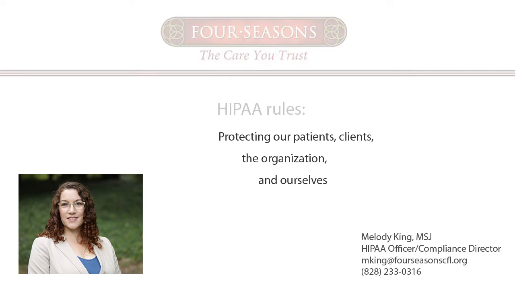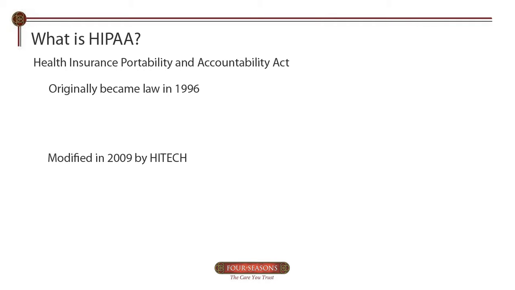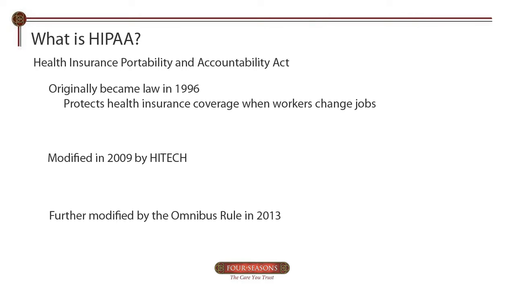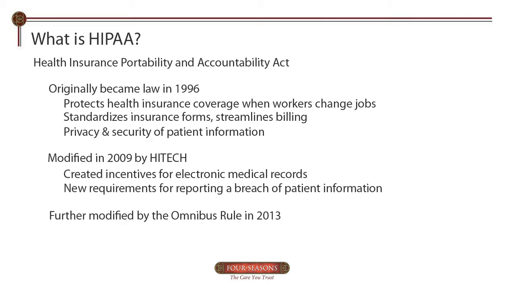provide every day. The Health Insurance Portability and Accountability Act, or HIPAA, became law in 1996. It was later modified by the HITECH Act of 2009 and was further modified in 2013 by the Omnibus Rule. HIPAA ensures that health insurance coverage can continue when a worker changes jobs. It standardizes insurance forms so that various insurance carriers are all speaking the same language, and protects the privacy and security of patient information. HITECH then created incentives for healthcare organizations to use electronic medical records and made new requirements for reporting a breach of patient information.